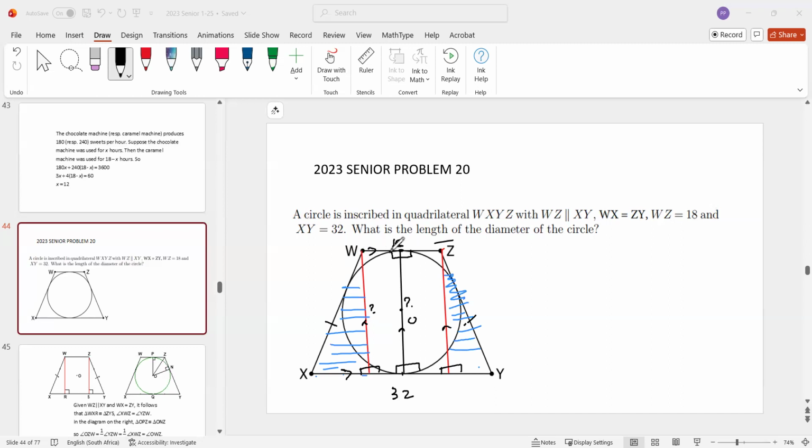Now, this entire line here is 18. So it means that the entire line is 18.